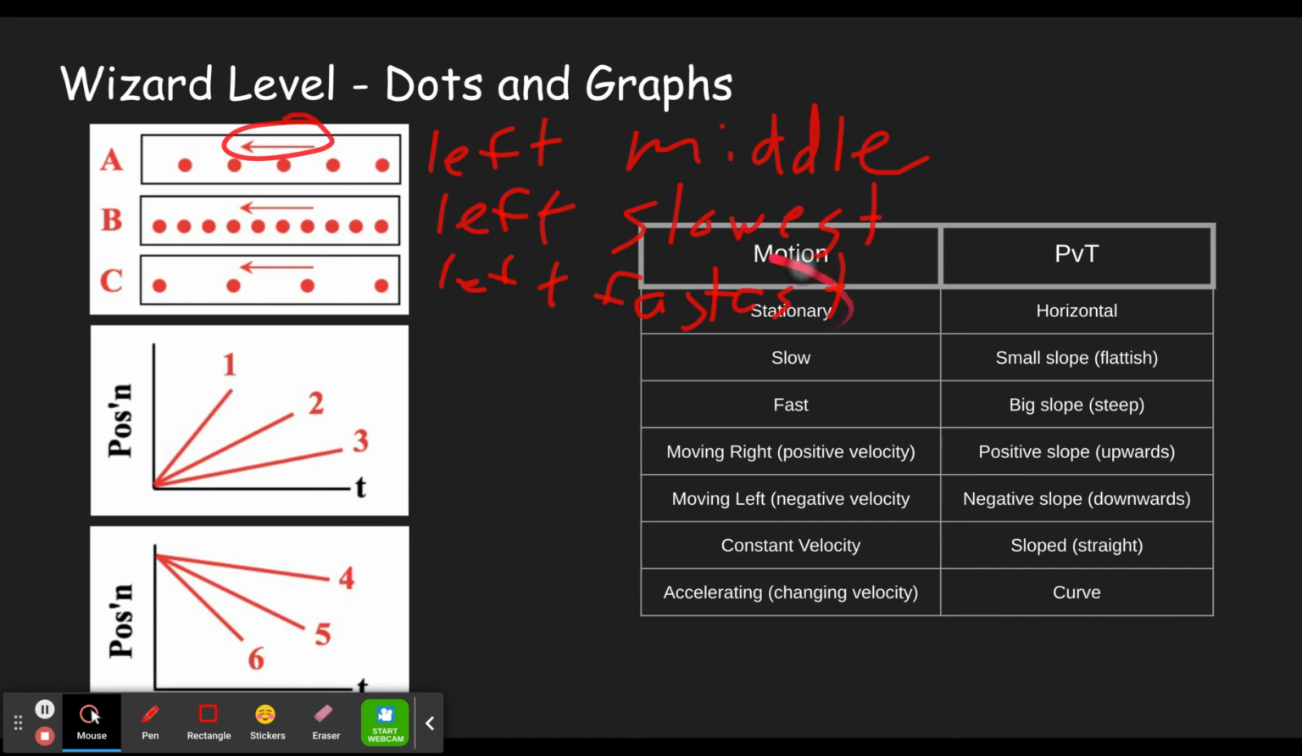Well, the fastest one, we'll start with C. The fastest one, fast, means the biggest slope. 6 has the biggest slope. So C would be 6. B is the slowest. We know slowest would be the flattish one, the smallest slope. So B would be 4. And here we have A. The dots are a middle distance apart, and so that's going to be our middle speed, so that's going to be 5. And that's how you do the wizard level.